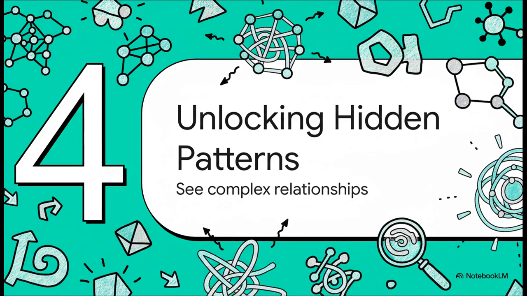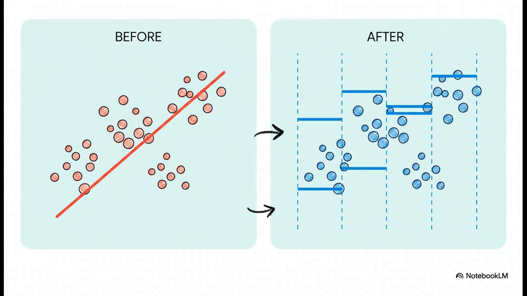We've made it to our final section, and this is where things get really cool. This is all about unlocking hidden patterns in the data. See, sometimes just cleaning and scaling your data isn't enough. Sometimes you have to actively help your model see the more complex relationships hiding inside. Take a look at this.